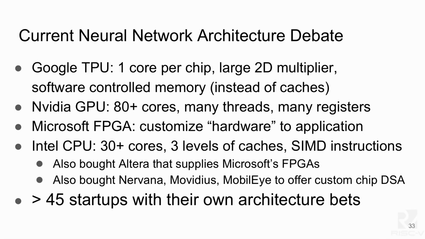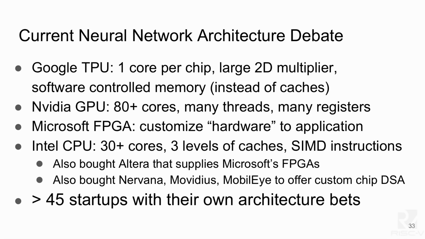It's a really exciting time. It's kind of like one of these Pleistocene eras, where all these species show up. It reminds me of the early days of multiprocessors when everybody had ideas what to do. So Google's betting on a small number of cores per chip, a really big multiplier, and software-controlled memory. NVIDIA has lots of cores per chip, 80 right now, lots of threads, lots of registers, latency tolerance techniques. Microsoft is betting on FPGAs, so you can tailor the FPGA to the application. Intel's betting on everything.